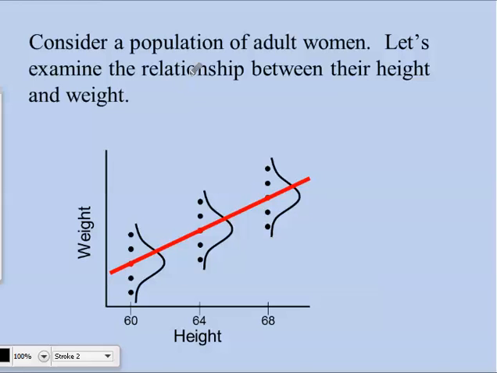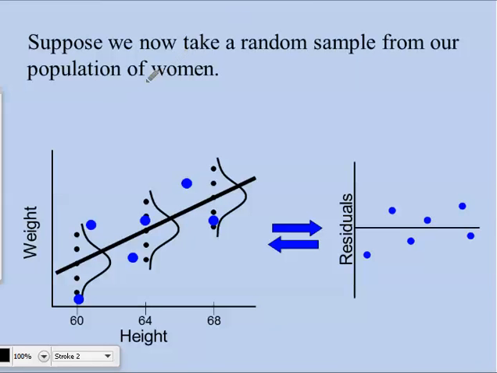Okay, well, let's consider the population of adult women. Let's examine the relationship between their height and their weight. So suppose we take a random sample from the population of women, and these blue dots represent the random sampling of women that we actually have picked. Okay, and we've taken their height and their weight, and we're looking at a relationship between them. When we plot their residuals like this, the sum of all these residuals is going to be 0, right?